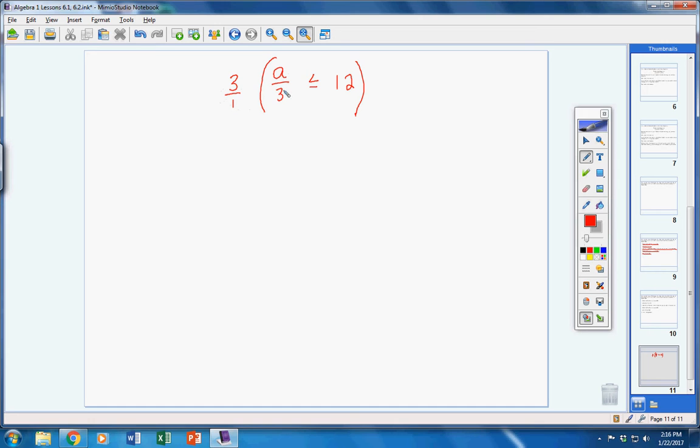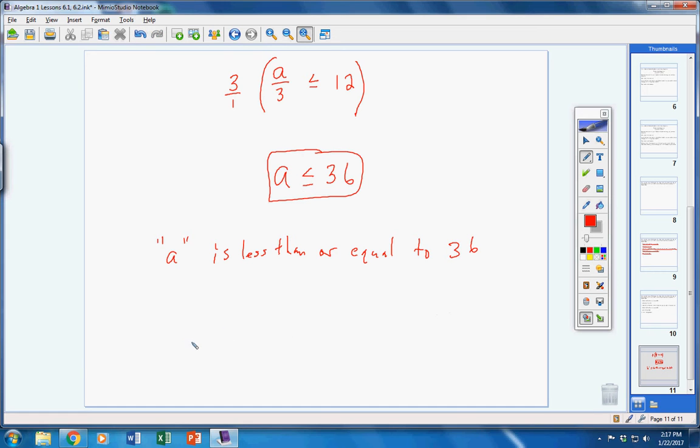3 over 1 times a over 3 leaves me with a. 3 over 1 times 12 is 36. Step 3, constant terms on one side, variable terms on the other side. It's already done. Simplify both sides, already done. Isolate the variable, already done. We're finished. So you would read this answer: A is less than or equal to, because of this line right here, A is less than or equal to 36.